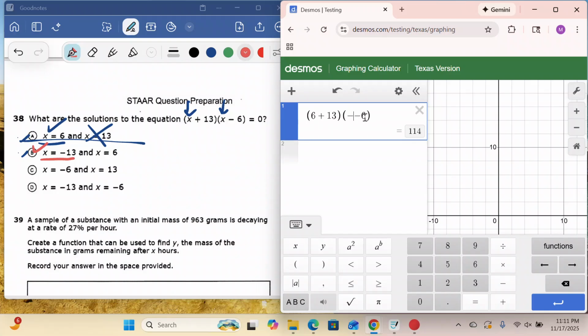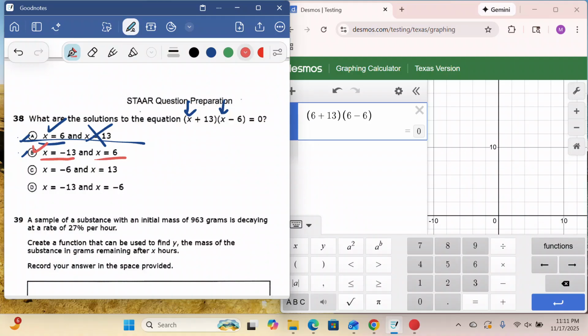I'm going to get rid of this one. And it also gives me 0. So they both give me 0. These are going to be my 2 zeros. So this one is the correct answer. Also, I can graph this into Desmos, get my 2 x-intercepts, and those would also be my answer.